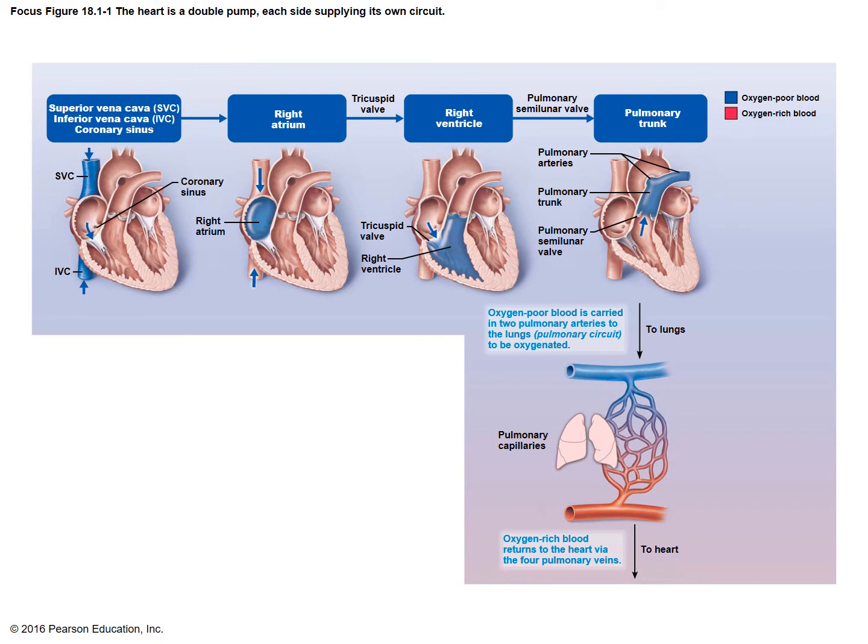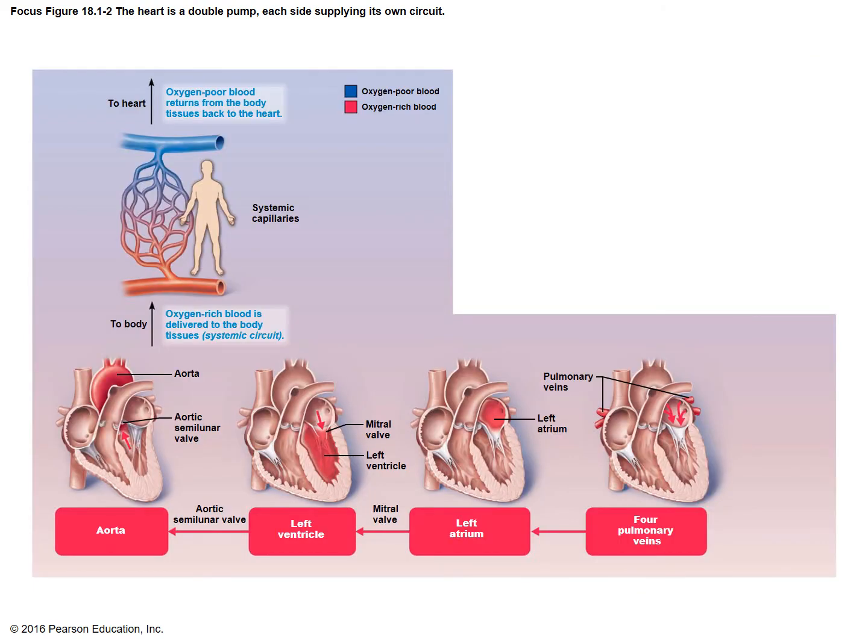So this is showing, once again, that the heart, everyone tends to know it's the heart, but it's a double pump. Here it is showing what we just went over: the blood coming in, right atrium, through the tricuspid valve into the right ventricle, pulmonary trunk, to exchange of oxygen.